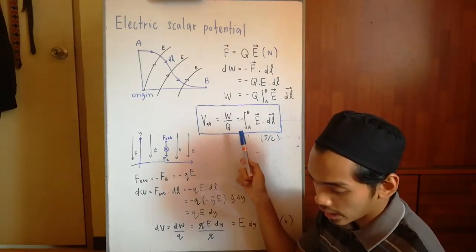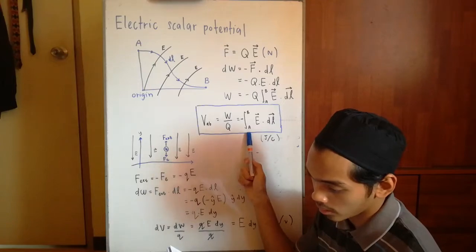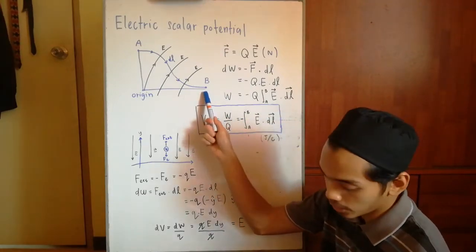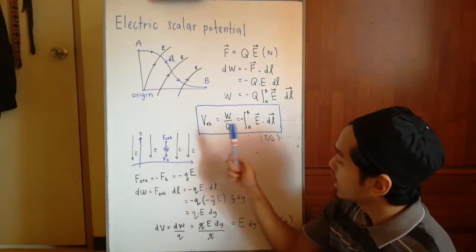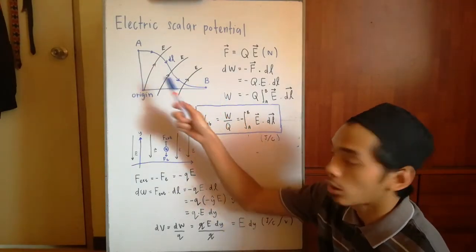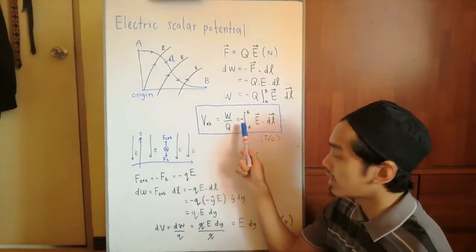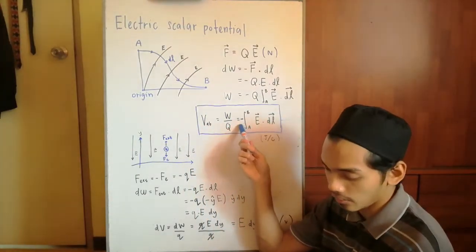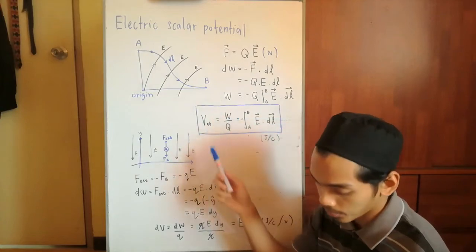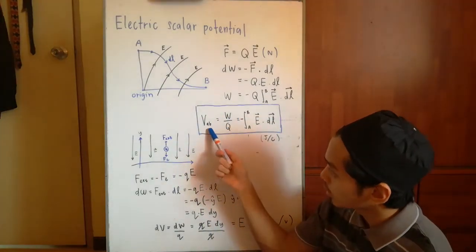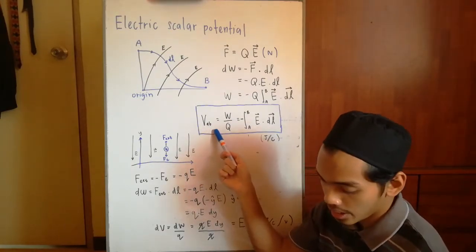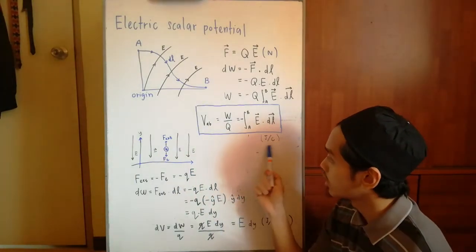Here, A is the initial point and B is the final point. We must put in the negative because we are opposing the E. If the sign here is positive, that means the work is being done by the field. Also, V_AB depends on the path, and V_AB is measured in joules per coulomb.